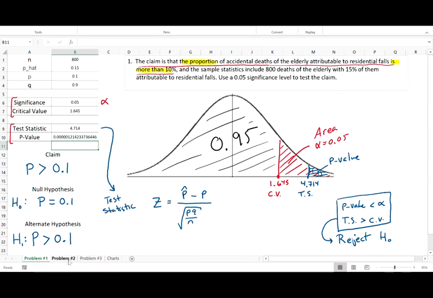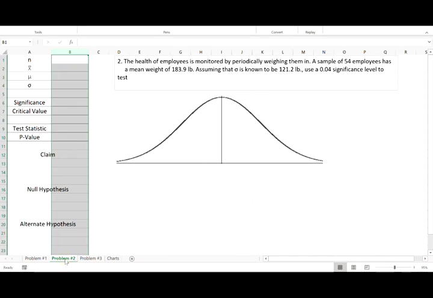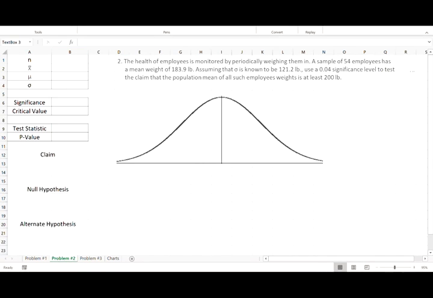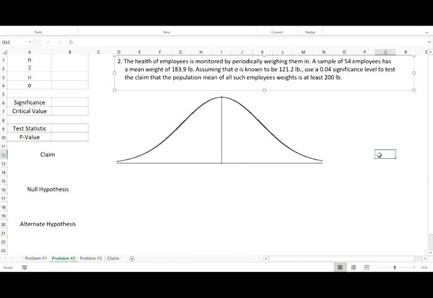Okay, so let's look at problem 2. Problem 1 was a problem regarding the proportion. Problem 2 is a problem about the mean. The health of employees is monitored by periodically weighing them in a sample of 54 employees. Okay, so that's N.